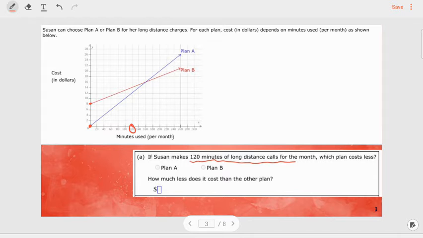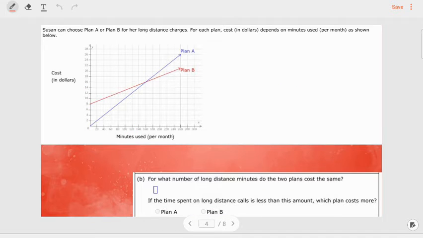At 120 minutes, plan A costs, well, what's the cost? $12. Plan B charges $14. So they're pretty close in cost, but not quite. Which plan costs less? Plan A costs less. And how much less does it cost? Well, 14 minus 12 is $2 less.